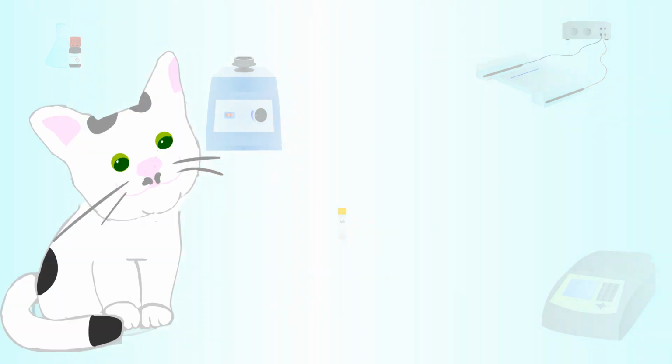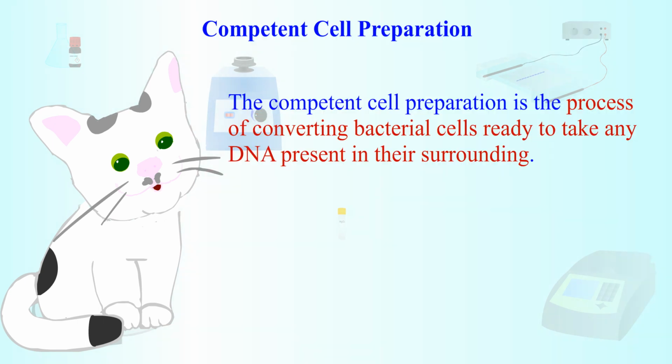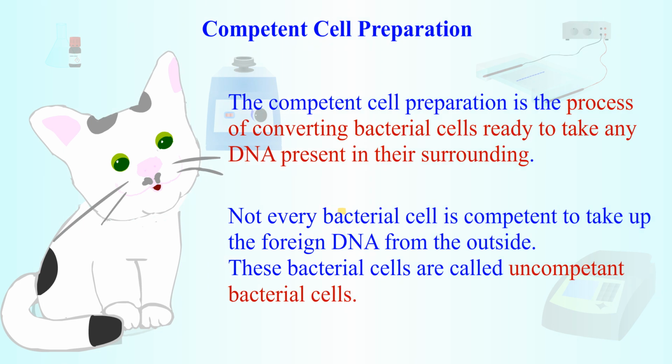Since it is important in modern biotechnology, how can we do it in a laboratory? The transformation in the laboratory is done in two steps. 1. Competent cell preparation. 2. Transformation. The competent cell preparation is the process of converting bacterial cells ready to take any DNA present in their surrounding. Not every bacterial cell is competent to take up the foreign DNA from the outside, and these bacterial cells are called uncompetent bacterial cells.